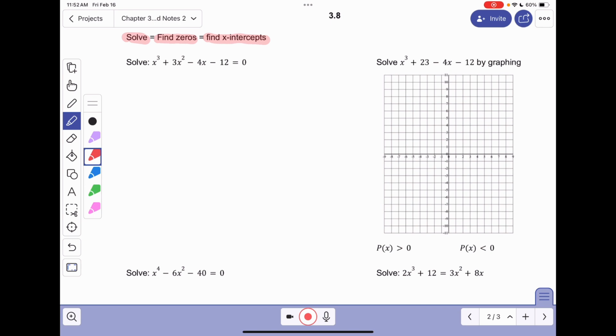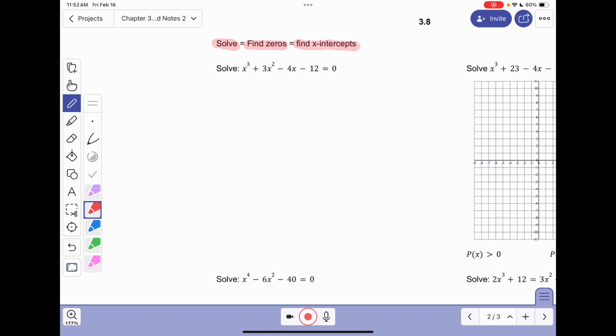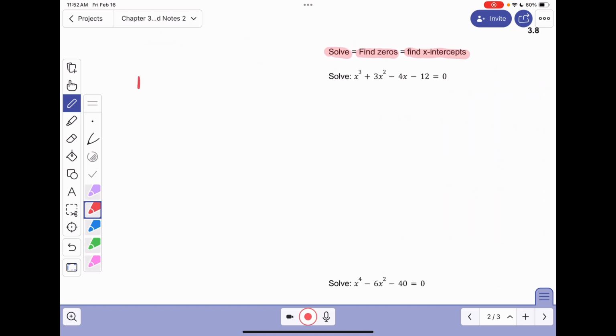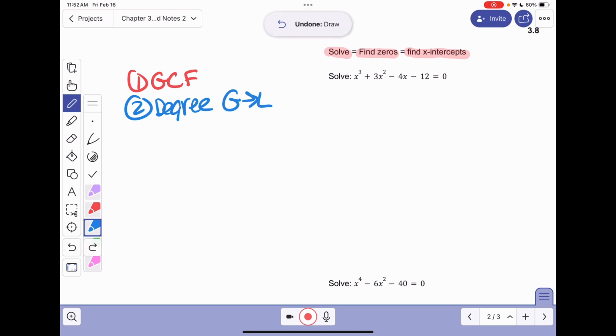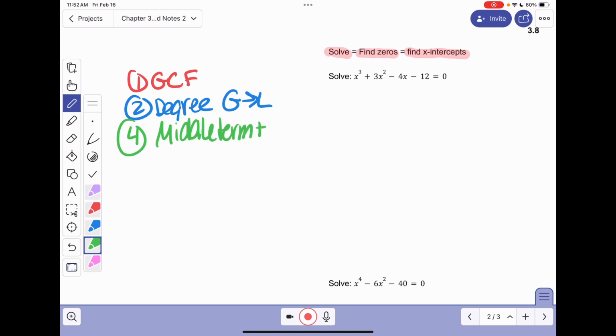So if you have four terms, we're going to do what's called factor by grouping. Step one with factor by grouping is to see if there's a greatest common factor with any of the terms. This one doesn't have any. Then you want to make sure your degrees are greatest to least. So 3, 2, 1, 0, so they're in the right order. Then we want to make sure our middle term is positive. So we're going to change this to plus -4. It visually gives our brain something for later.